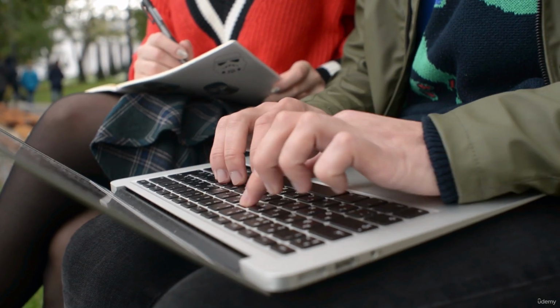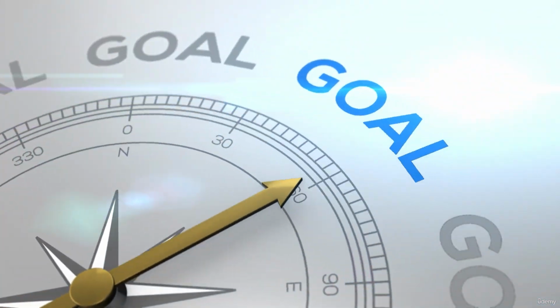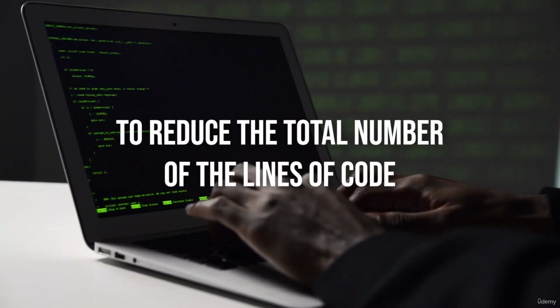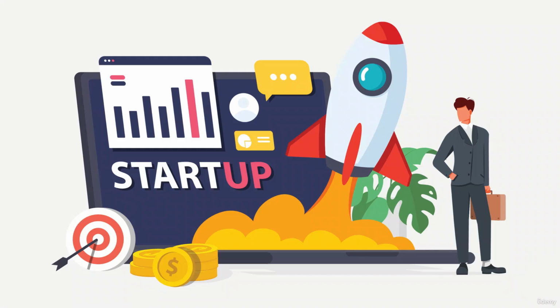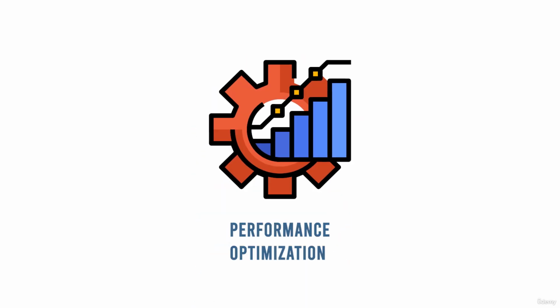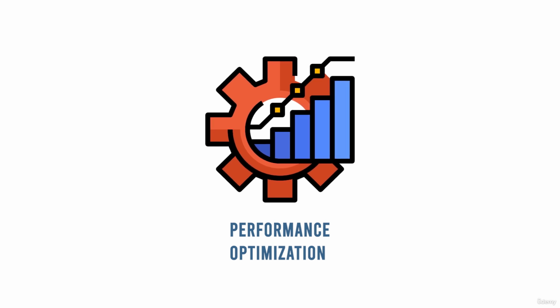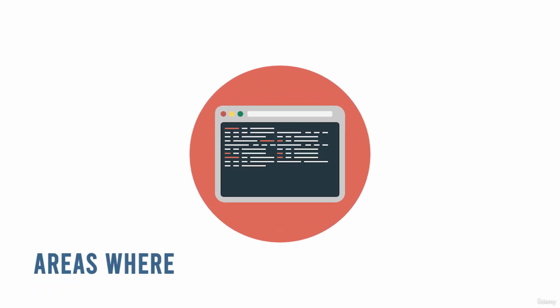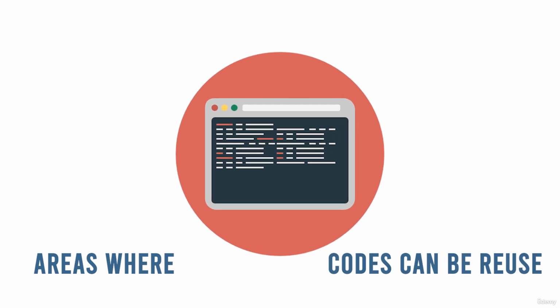In this module, our goal is to fix performance issues and reuse the code to reduce the total number of lines of code. From my experience, in any startup, the functionality of the product is a priority. Then comes the performance optimization. And finally, the areas where the code can be reused.